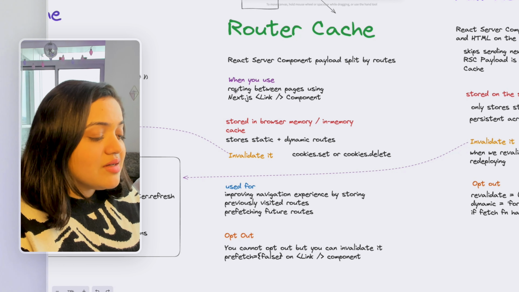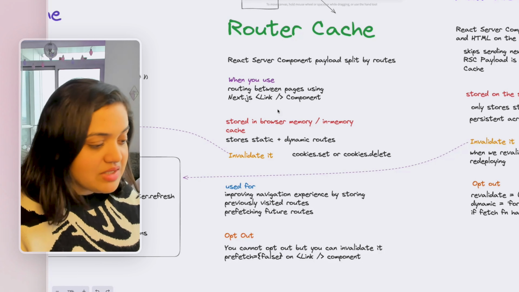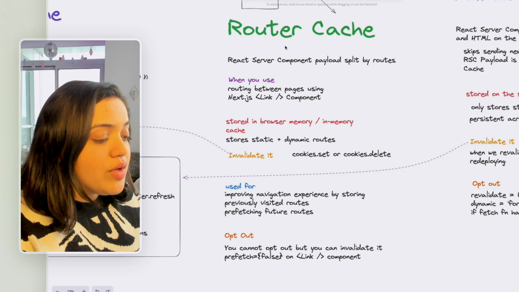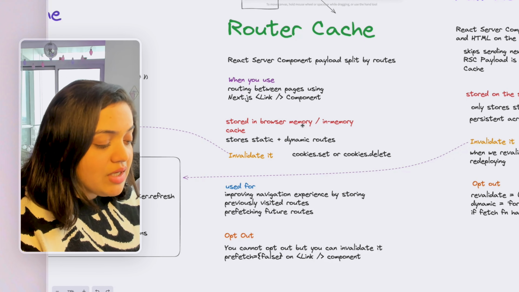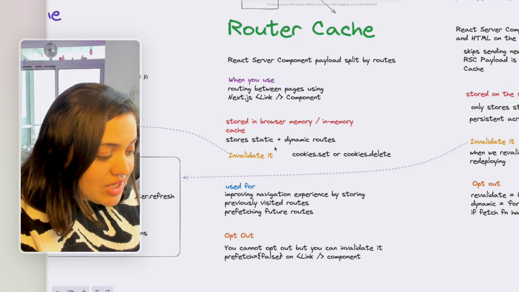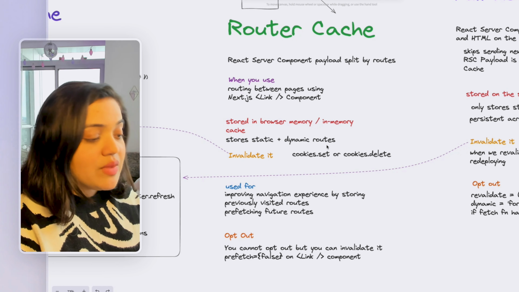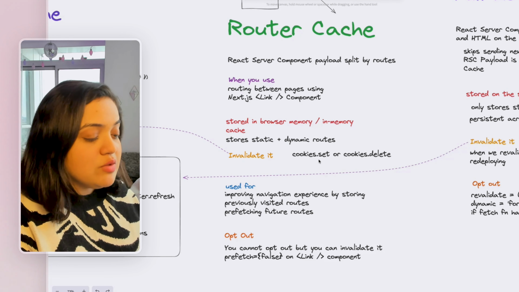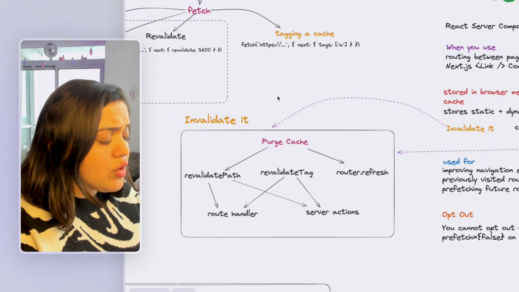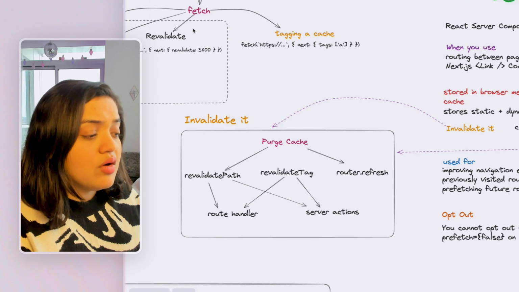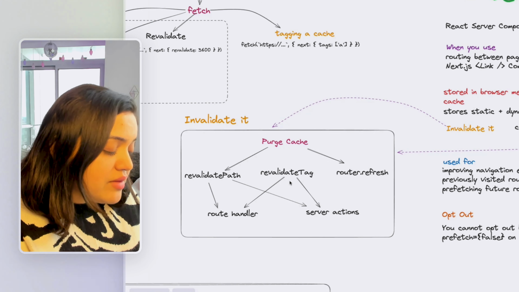Now, this is when you are going to touch the router cache. To navigate from one page to the other is when you would use router cache. Next.js would store it in the browser memory, or in-memory cache, and it is going to store the static routes as well as the dynamic routes. Now, you can invalidate the router cache by using cookies.set or cookies.delete, or you could also use the same mechanism that we saw earlier for data cache. You can truly invalidate it by using revalidatePath, revalidateTag.